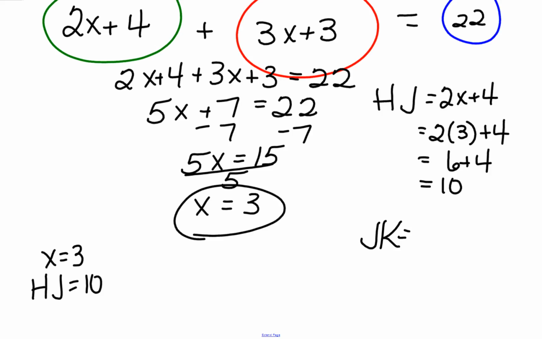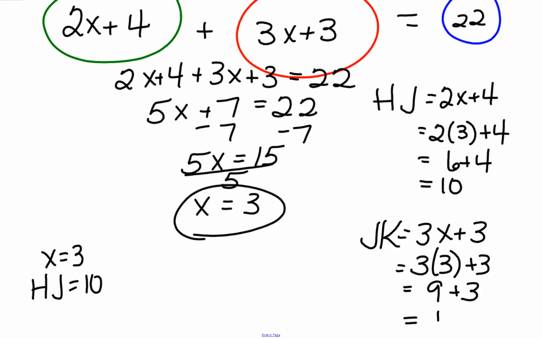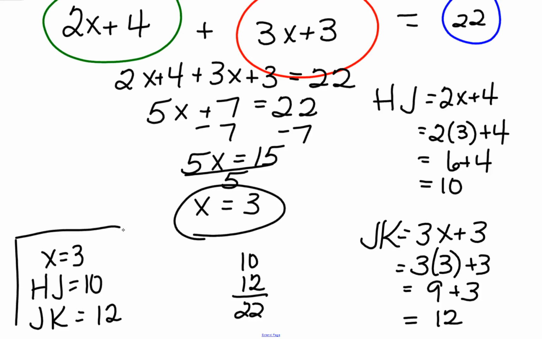JK, they tell me, is 3x plus 3. So I'm going to go ahead and substitute that 3 in. I'll multiply out and get my 9. So I know that JK is 12. And just as a little check to myself, I can take those two segments, add them together. I should get 22 because that's what the whole was. So my answer is x equals 3, HJ equals 10, and JK equals 12.